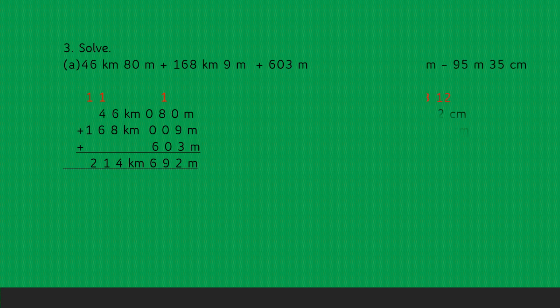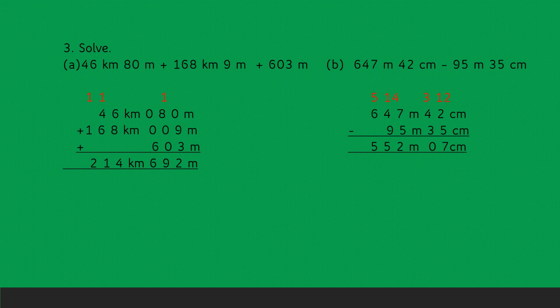Then B part children. 647 meter, 42 centimeter minus 95 meter, 35 centimeter. Now from 2 you cannot subtract 5. So you will borrow 1 from 4 and it will become 12. Now 12 minus 5 is 7. And then 4 is reduced to 3. So 3 minus 3 is 0. So on centimeter side you will get 7.